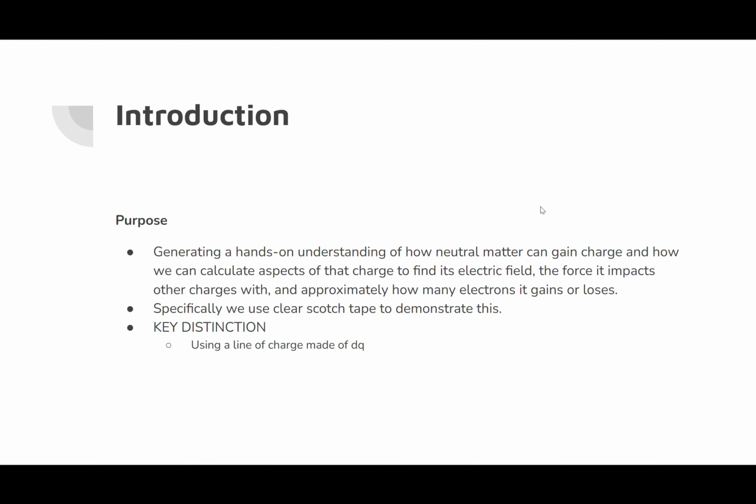Introduction to this lab is very similar to the first lab, where we're generating a hands-on understanding of how neutral matter can gain charge after friction with other neutral matter using Scotch tape. However, this time we are calculating using a line of charge made up of infinitely small dQs instead of treating the whole tape as a point charge.